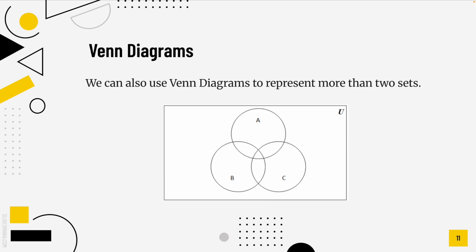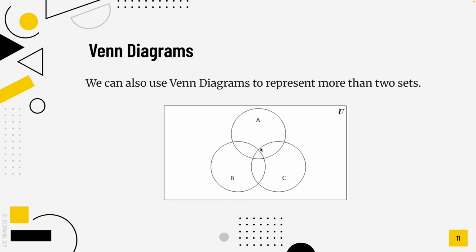We can also use Venn diagrams to represent more than two sets, like this. Here I have three sets, A, B, and C, and I've drawn them so they overlap. This whole circle would be set A, this would all be B, this would all be C. If we look inside where they've overlapped, this section here would be A and C. This section here would be A and B. This section here would be B and C. And then in the circle here, this little triangle is A, B, and C.